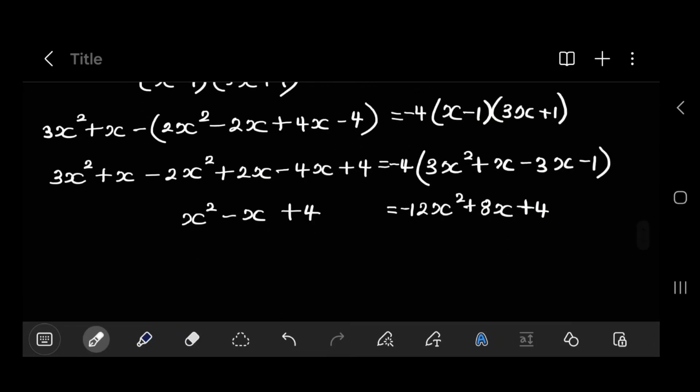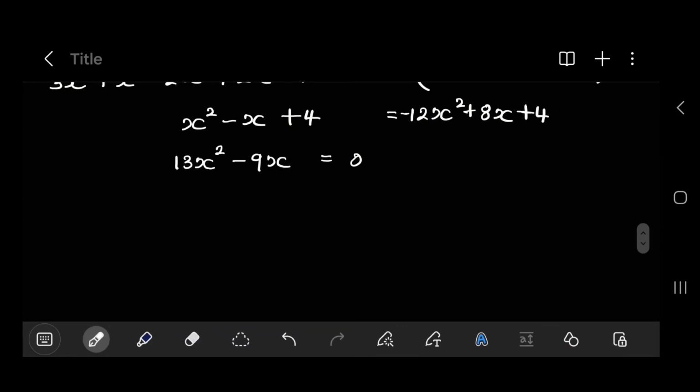Now let's get everything over to the left. Taking the negative 12x squared, when it goes over to the left, it is going to add with the x squared to give you 13x squared. Taking the positive 8x to the left, it's going to subtract. We have minus x minus 8x, which is minus 9x. Taking the 4 over to the left, it is going to cancel out. So we're left with 0 on the right.